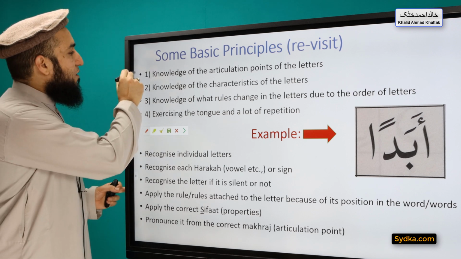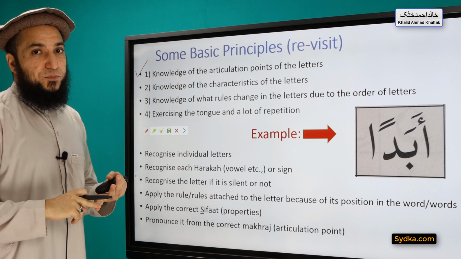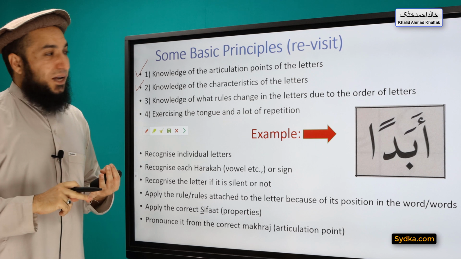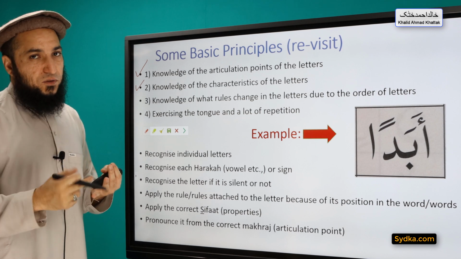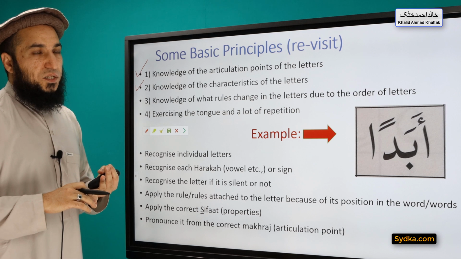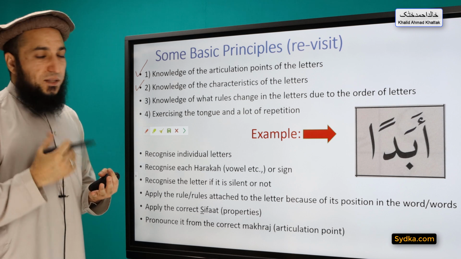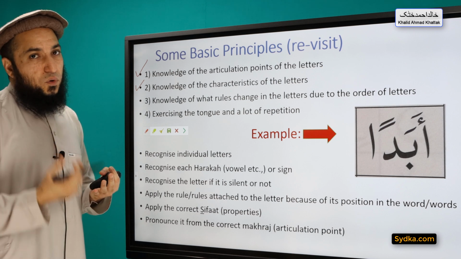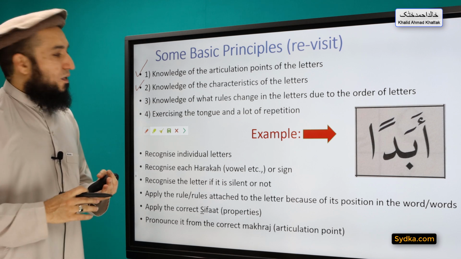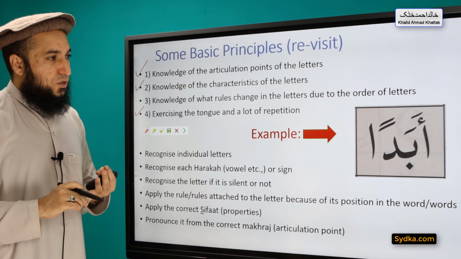So the first one is we need to have the knowledge of articulation points for each letter. The second one is we need to know the characteristics of each letter, the sifat of each letter. We have studied only a few of them so far, but we will study the rest in advanced level. The third one is the knowledge of rules attached to individual letter because of its position in a word or words. The fourth one is exercising the tongue and a lot of repetition.